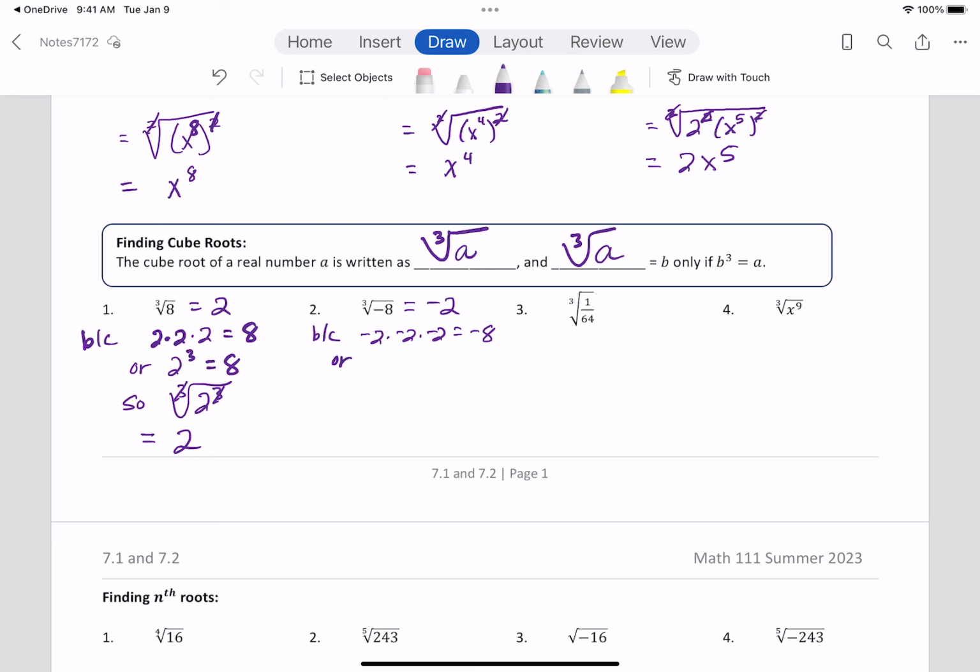So we could also say that this is, and again, this is one of those important places, it's -2 in a parenthesis to the third power is equal to -8. So that's what allows me to say that the cube root of -8 can be written as the cube root of -2 cubed. Then we can cancel those 3's, and that's where we get the -2.